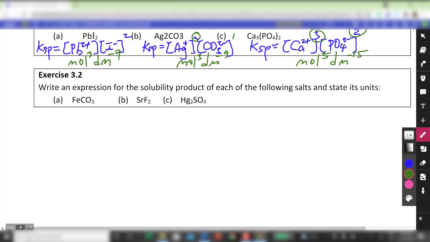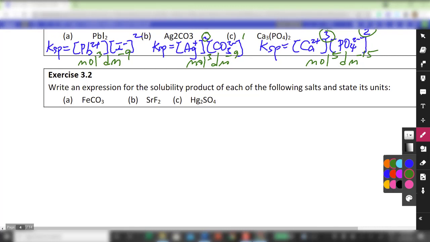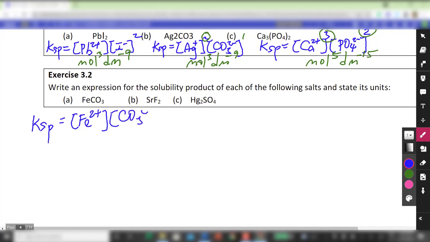Next, write an expression for the solubility product for each of the following salts, stating the units. It's the same thing. Again, the Ksp of iron carbonate will equal the concentration of Fe2 plus raised to the power 1, and the concentration of carbonate raised to the power 1 as well. Then of course the units will be mole per dm cube squared, so that will be mole squared dm to the power minus 6.